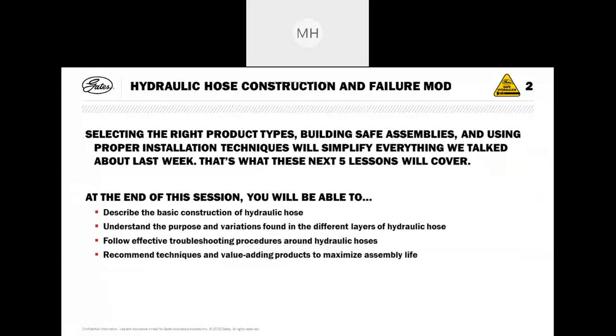Part of what we're running through today and the next course as well is selecting the right product types, building safe assemblies and using proper installation techniques, which will simplify everything we talked about last week. That's what we're going to be covering in the next 5 lessons. At the end of this session, you'll be able to describe the basic construction of hydraulic hose, understand the purpose and variations found in the different layers of hydraulic hose, follow effective troubleshooting procedures around hydraulic hoses, and recommend techniques and value-adding products to maximise assembly life.